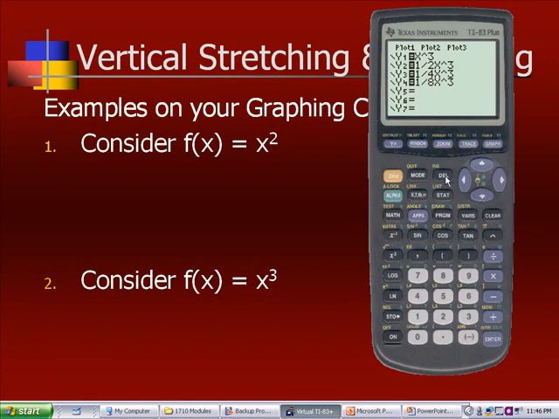Let's go back and do another one. X to the third, 2x to the third, 4x to the third, and 8x to the third. So there's our x to the third. Here comes the 2x to the third. Notice that got a little more narrow. 4x to the third, it's a lot steeper, and 8x to the third. So as the numbers get larger, the graph becomes steeper.